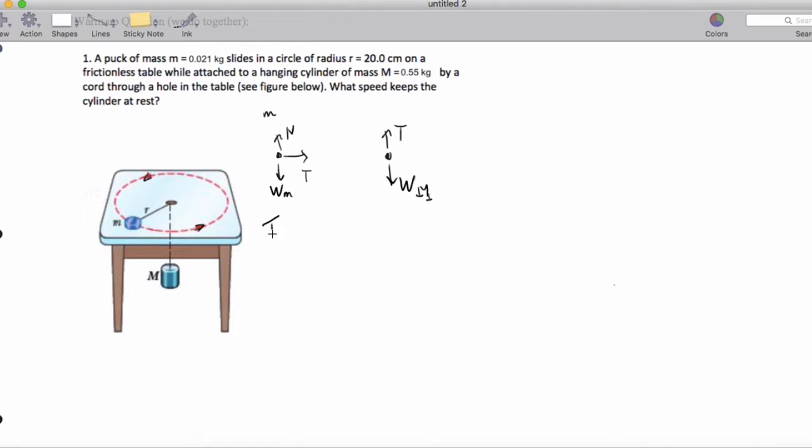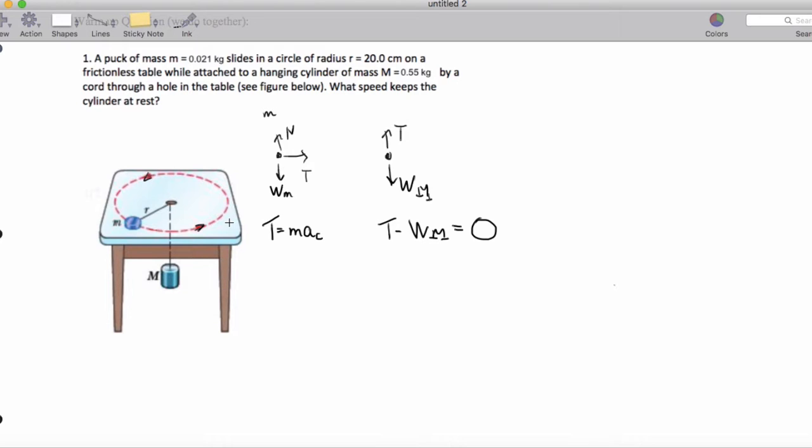So the tension that makes little m accelerate in a circle, that's me writing down the unbalanced forces equation horizontally, is the same as the tension that fights the downward gravitational force, or the weight of big M. And those two forces balance because big M is kept supported in the air at rest.